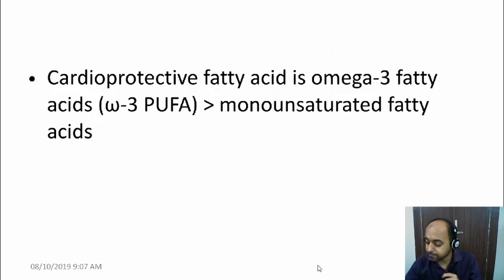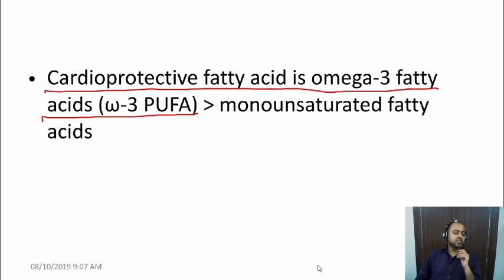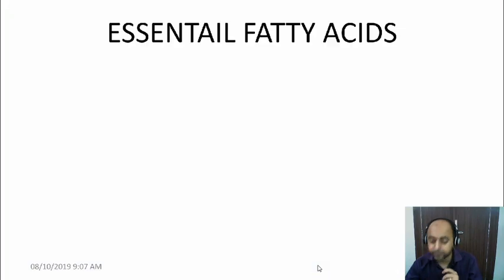Talking about the various types of fatty acid, very commonly we get this question: which fatty acid is more cardioprotective, which fatty acid is less cardioprotective? So remember, the most cardioprotective fatty acid as per current literature is the omega 3 PUFA, followed by the MUFA.